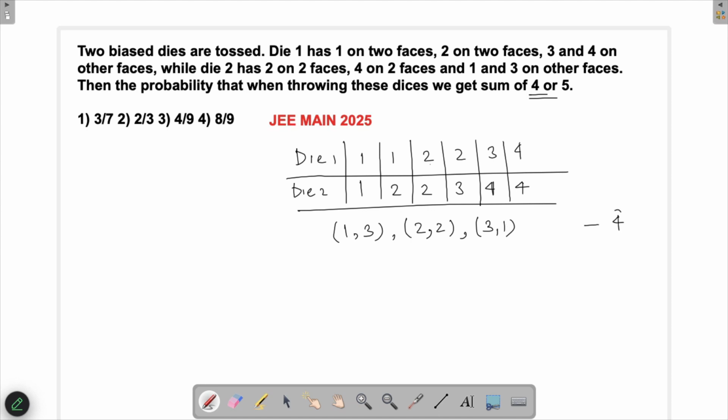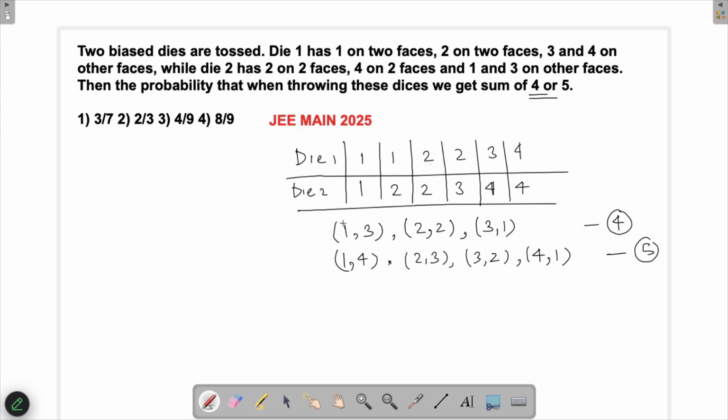Now let's talk about the situation for five. I can get 1 and then a 4, so 1 and 4 is possible. Then I can get 2 and 3, that also will make it five. And then I can get 3 and 2, that will also make it five, right? And then I can get 4 and 1, that will also make it five. Is there anything else? Just look at whether all the numbers are covered. Four, three, two, one. Yeah, so all these numbers are covered. These are the cases for five. Now we need to find the probability of these events and then sum them up.